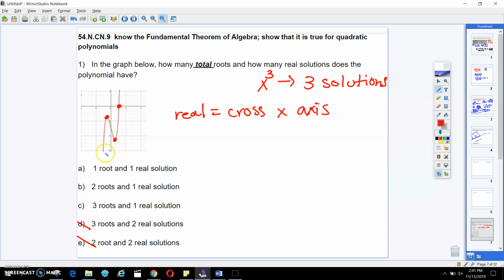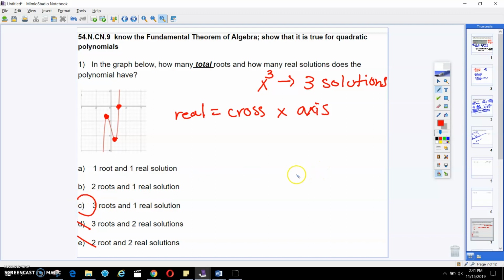We know that a multiplicity of 2 has a bounce. That means I'm going to have two terms, right here and here, that are going to be roots. So I've got one that crosses the x-axis, and then one right here and one right here. So how many total roots am I going to have? Let me count the dots. 1, 2, 3. So how many total solutions am I going to have?